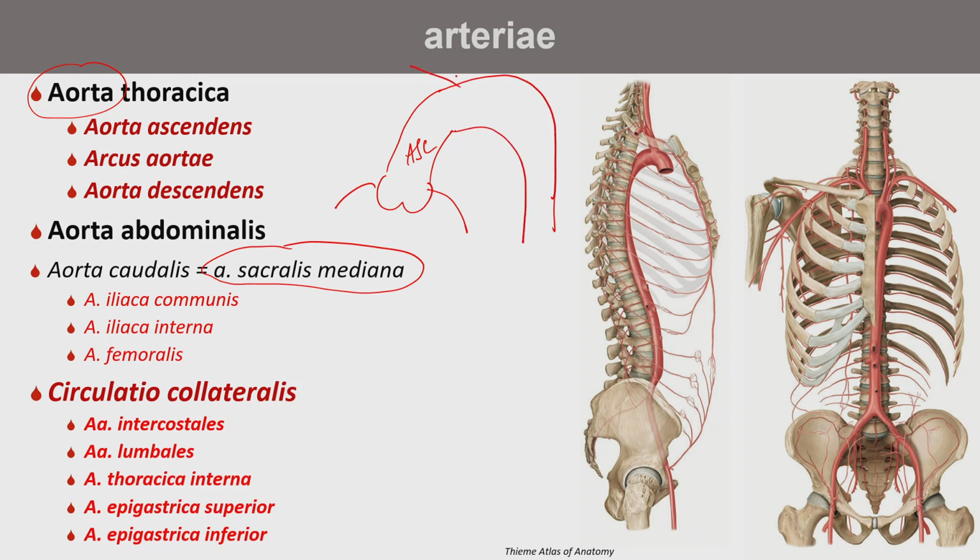And from the arch, we have typically 3 branches. We will get to know them. And important is then when the aorta passes through the hiatus in the diaphragm to the abdominal part, and in the abdominal part we are talking about the abdominal aorta.